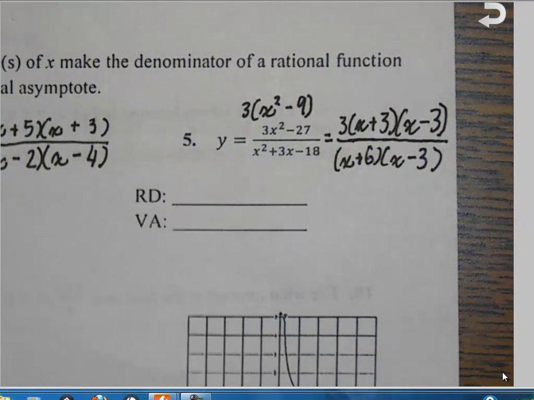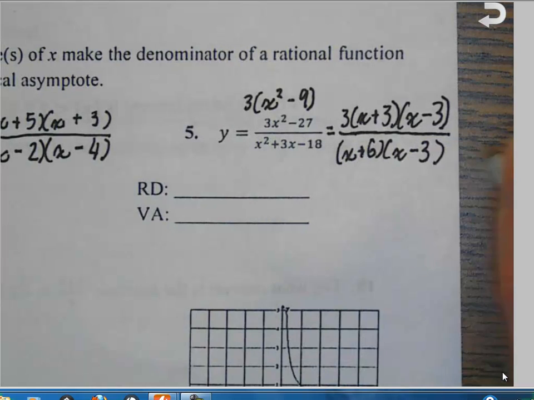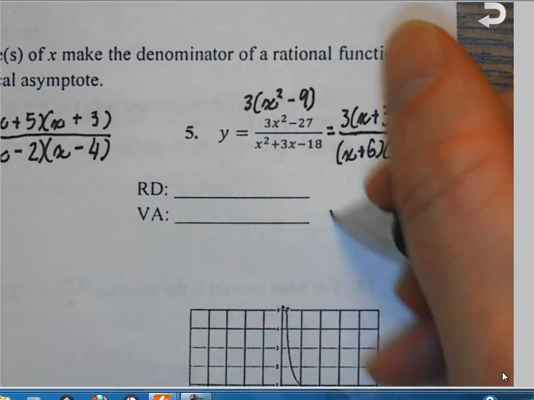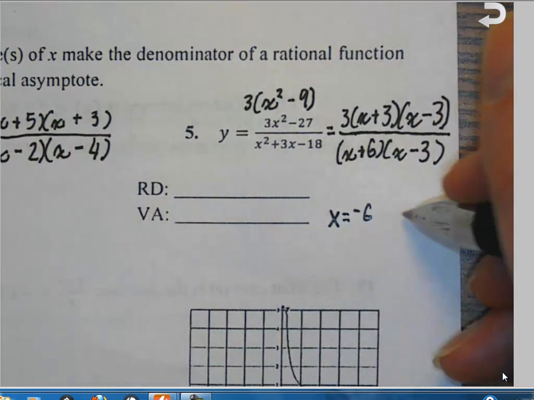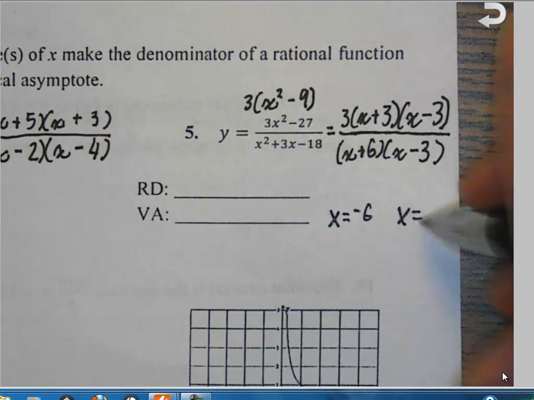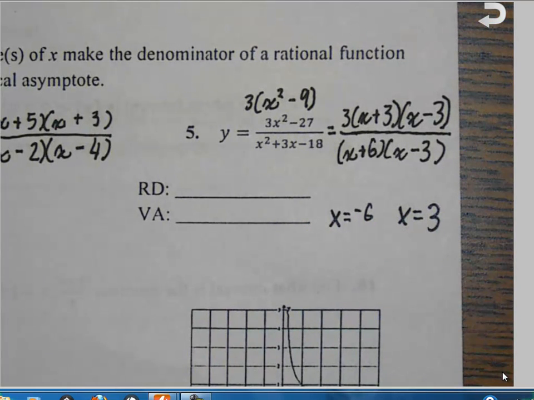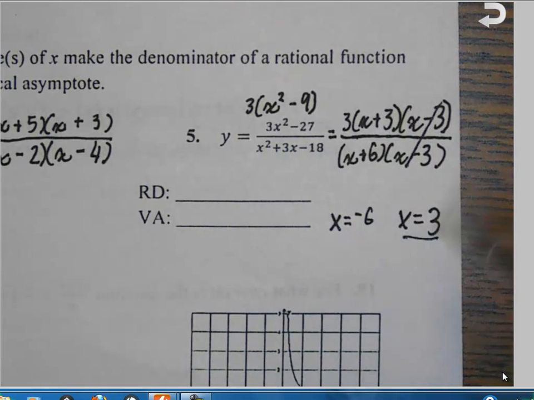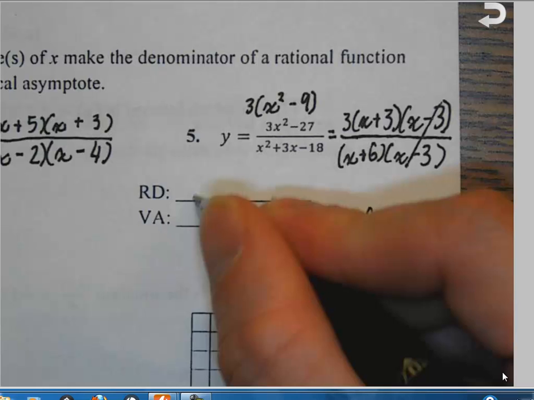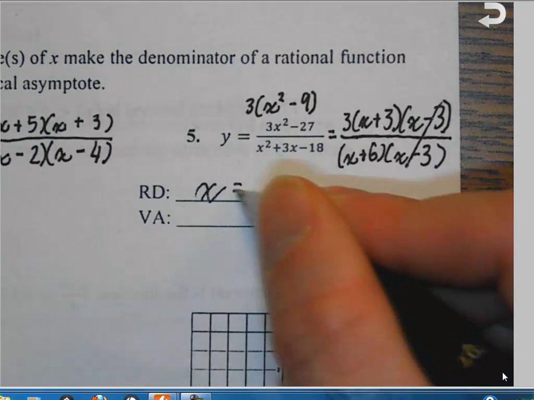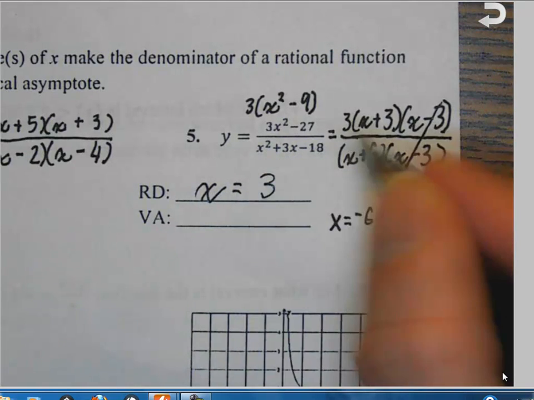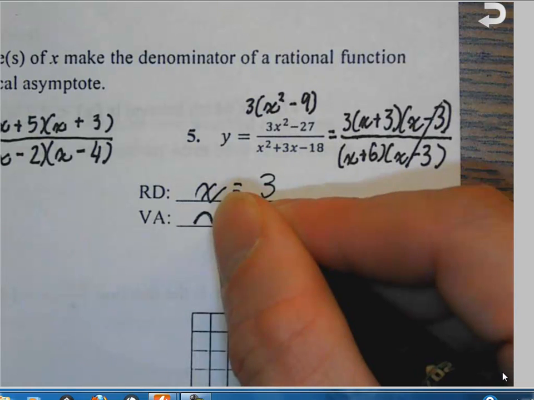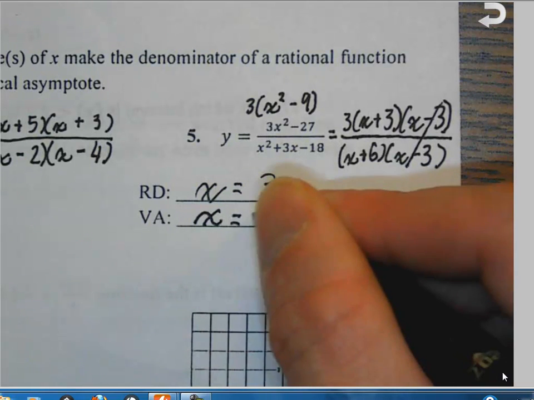Now that we see that, we need to find the zeros of our denominator. Of course, we remember that insiders lie, so we have x is equal to negative 6 and x is equal to positive 3. But we observe that these two cancel, which means this is a removable discontinuity. So we have a removable discontinuity at x is equal to 3 and a vertical asymptote at x is equal to negative 6.